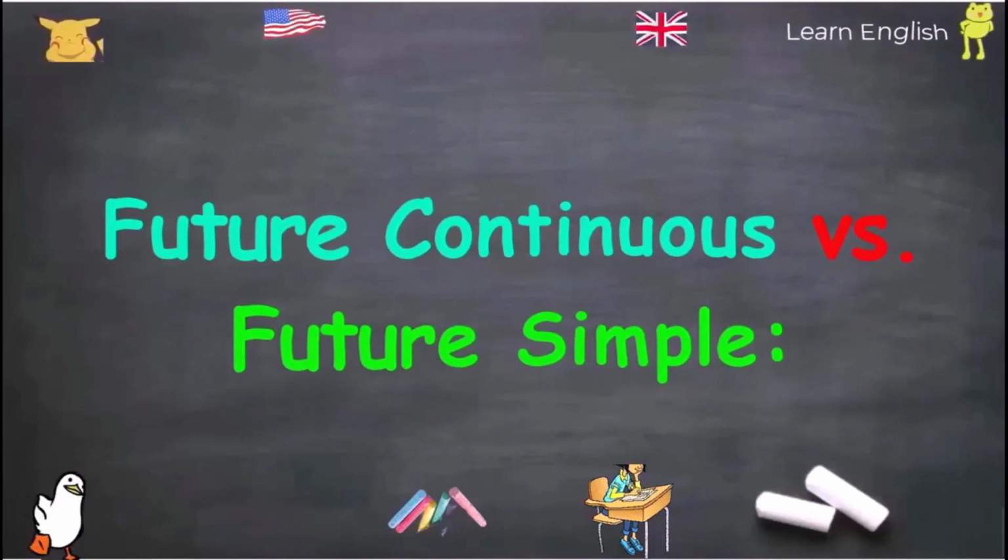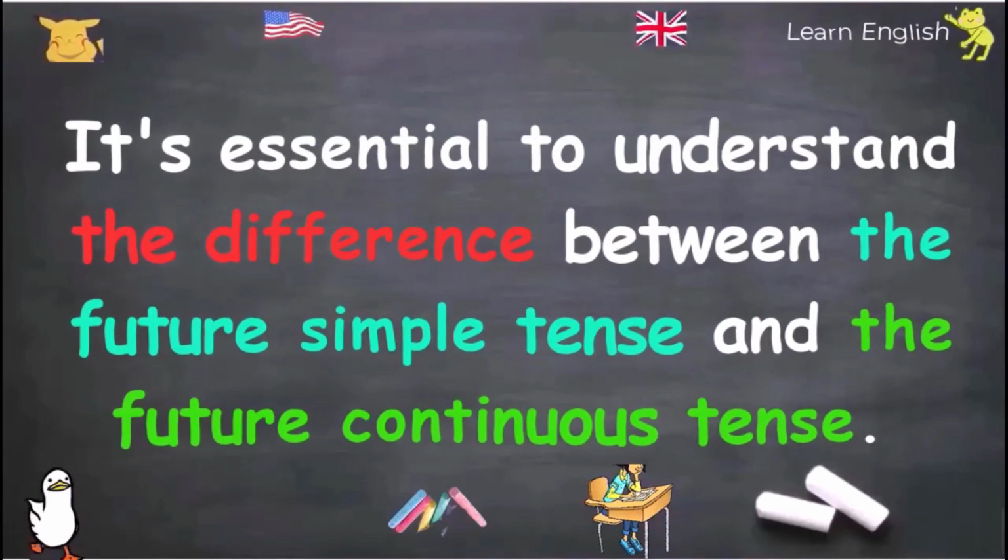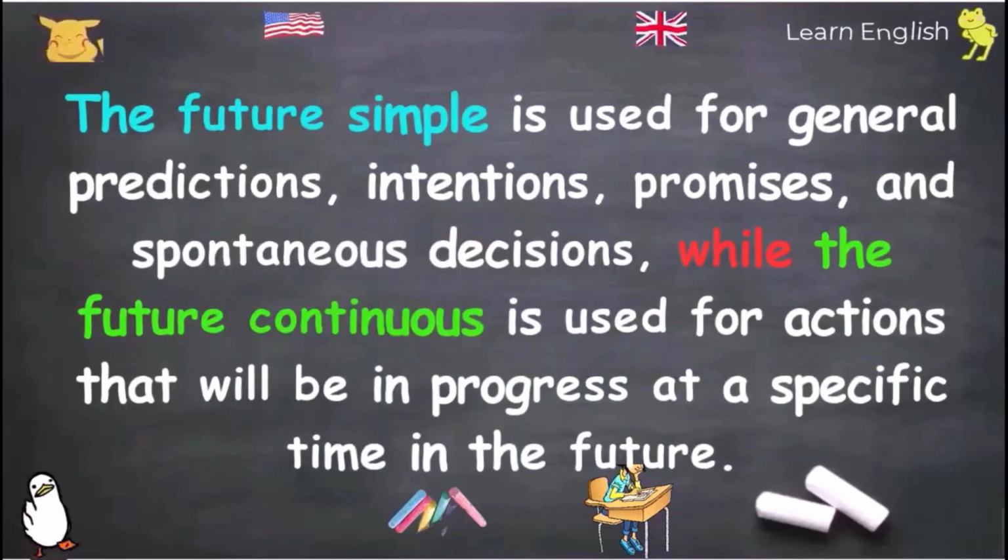Future continuous versus future simple. It's essential to understand the difference between the future simple tense and the future continuous tense. The future simple is used for general predictions, intentions, promises, and spontaneous decisions, while the future continuous is used for actions that will be in progress at a specific time in the future.